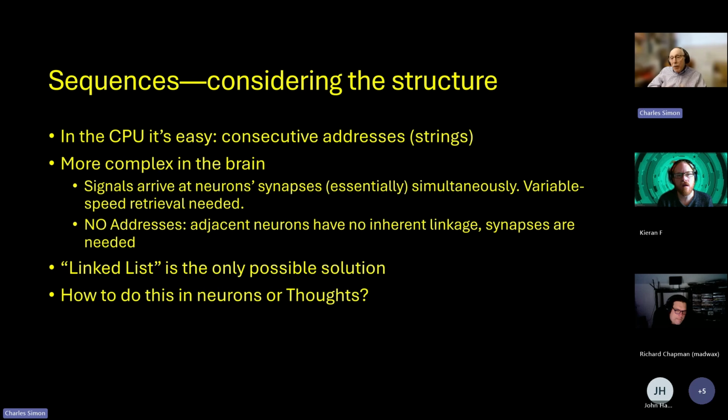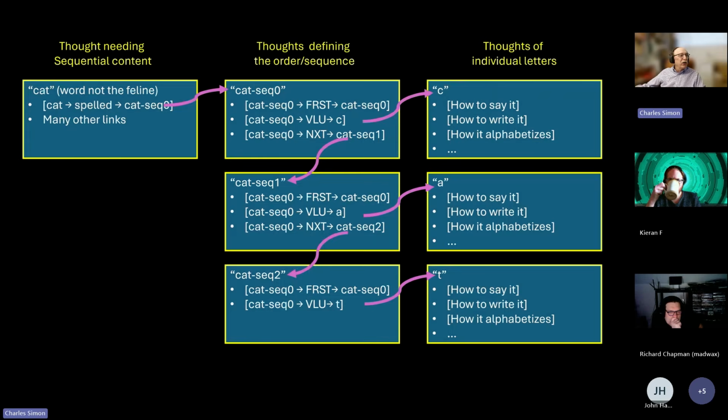Now I'm going to talk about how this might look in your brain and the kinds of things we might glean from knowing what the structure is in your brain and how we might utilize that in AI. And so the question is going to be, how do we implement a linked list in neurons and/or thoughts? Because thoughts do have a strong parallel with neurons.